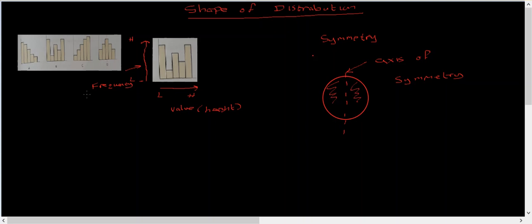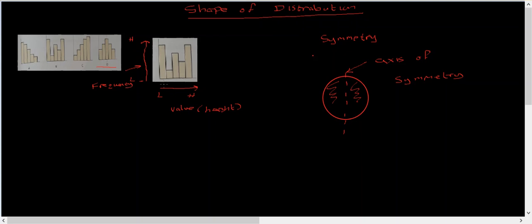Now, when you look at histograms and we look at the distribution, we can have different types of shapes. If we look at D, for example, D is symmetrical. You can see that the shape on the left hand side is the same as the right hand side. We have the same frequency on the left hand side as we have on the right hand side.